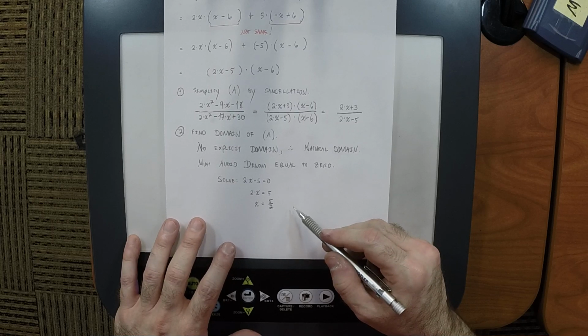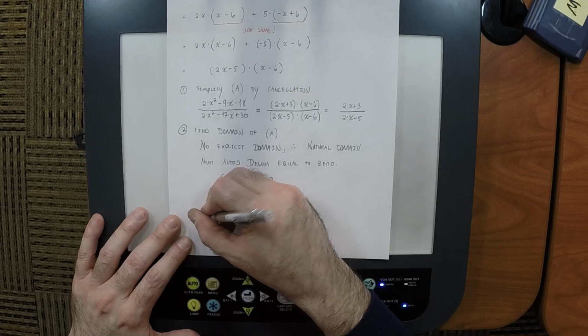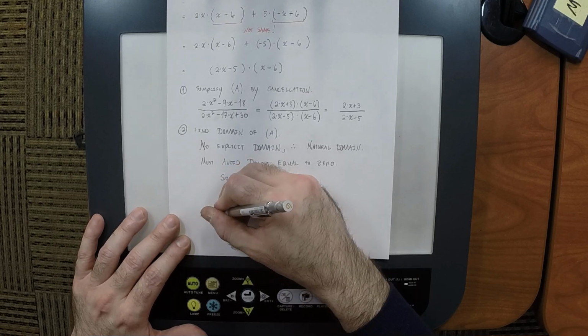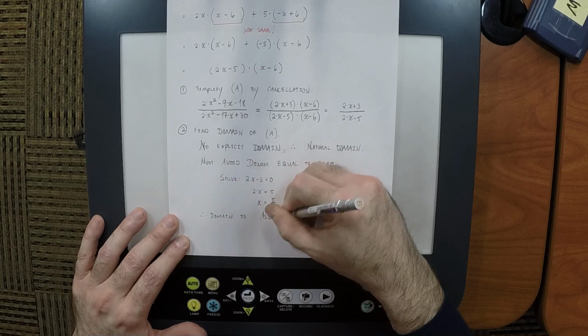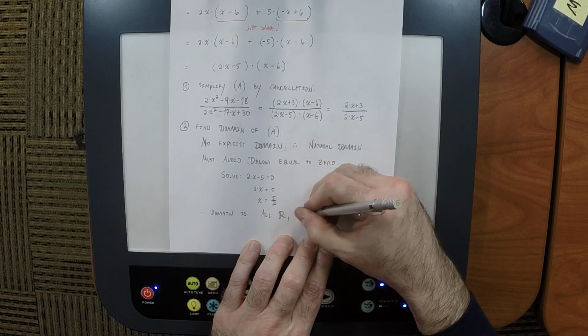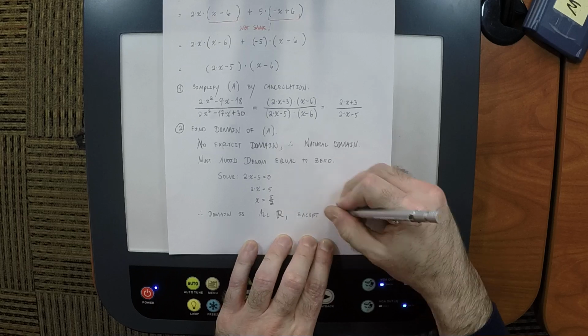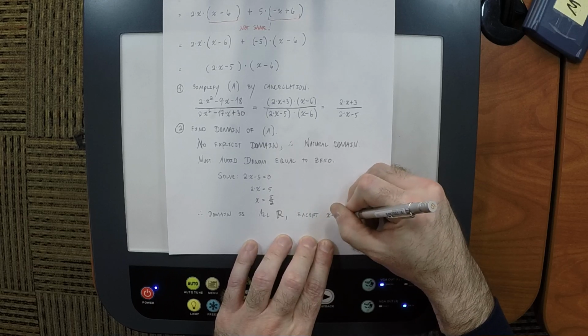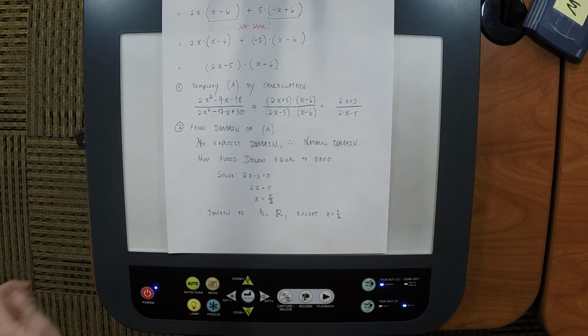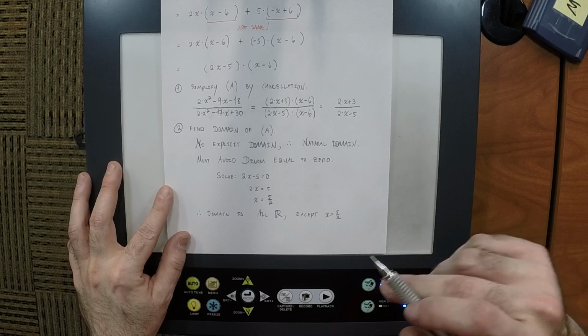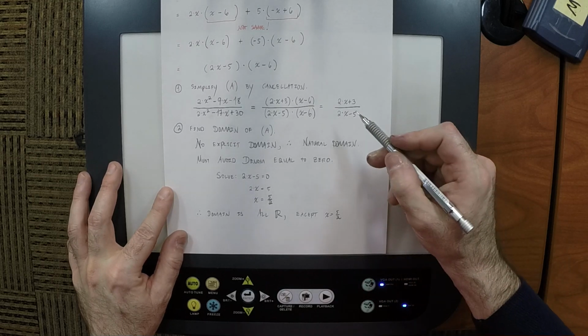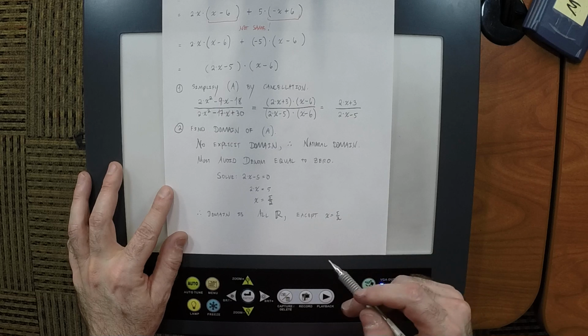So I'll start writing something else and say that therefore the domain is all reals except x is 5/2. But this is not right. Let's not write about this. You also have to include the factor x minus 6. Right. So, 6 can't be allowed either.